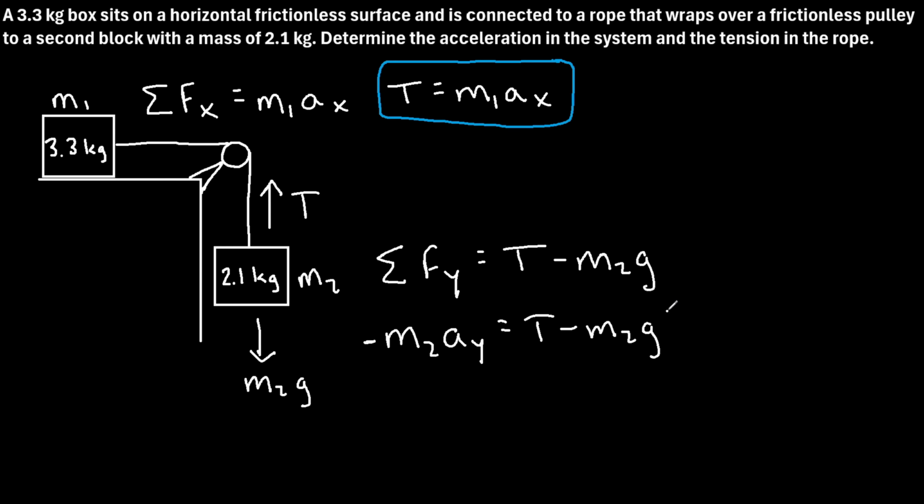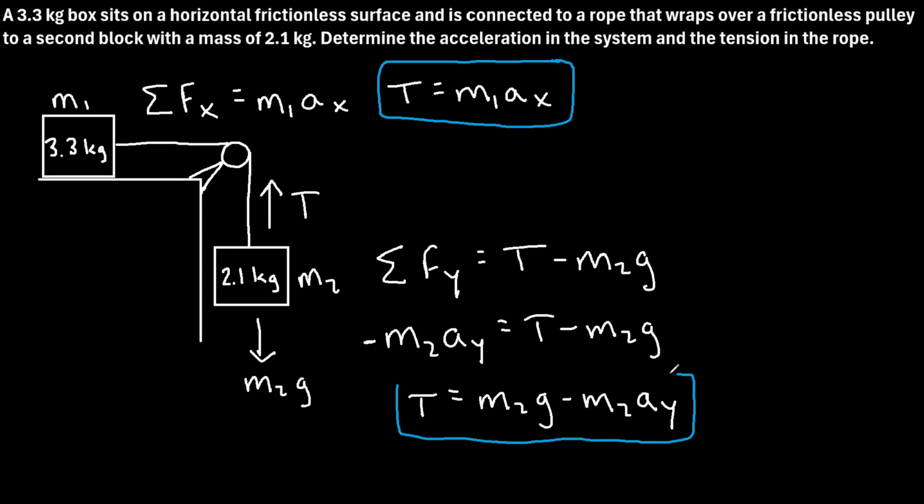Now what we can do is rewrite this equation in terms of T. If we just move this m2g to the left-hand side, here's what we get. We'll write T is equal to m2g, so a positive, minus m2 times the acceleration of y. And this is going to be our second crucial equation that we need to solve this problem. So we have just done the hardest work of this entire problem, finding these two equations.